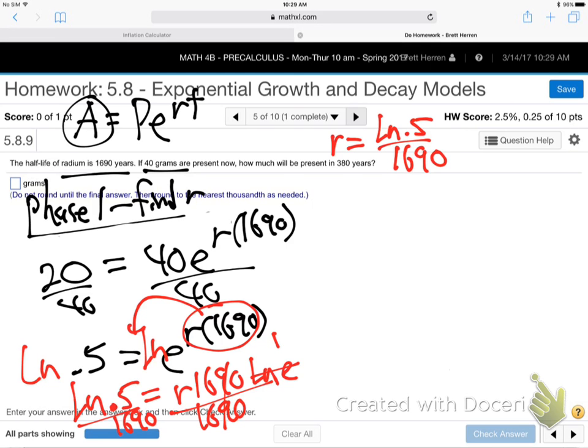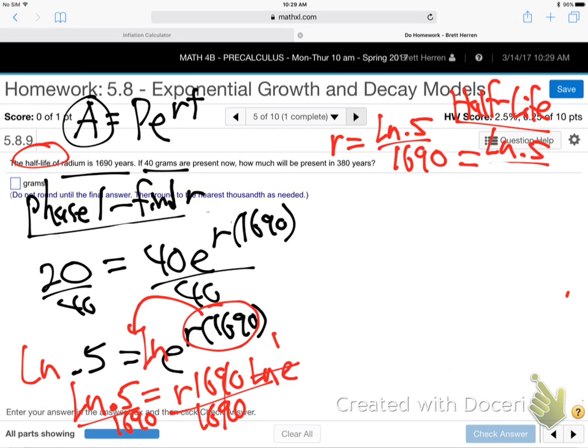Now we're going to do phase 2, right? We'll finish up the problem. But let's pause for a second, and let me give you a shortcut. Anytime they give you a half-life question, and there's going to be a few of these, maybe only two or three, but they're common. If you want to save time, phase 1 will always end up being the natural log of 0.5. R will always be the natural log of 0.5 over the number of the time, basically.